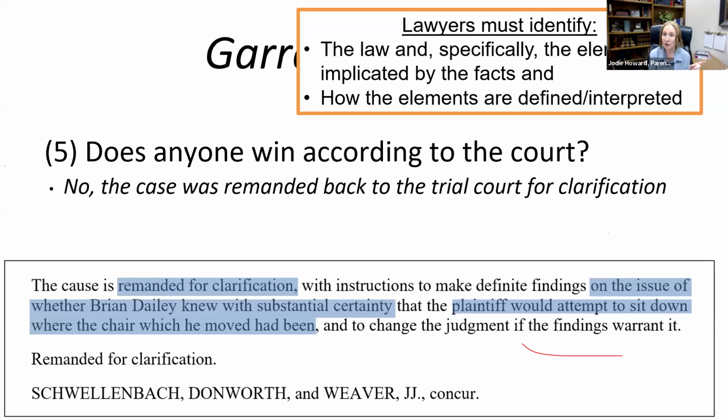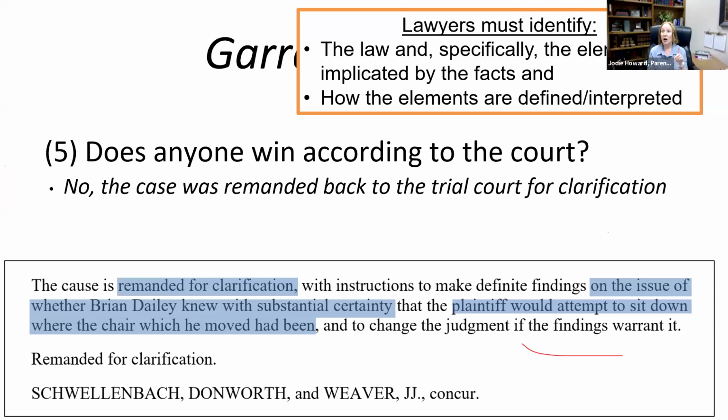Now, think back to what we already know. We know battery, and we know battery requires intent to commit bodily harm on another. Where does this substantial certainty come into play? Apprehension, under apprehension. Okay. And by knowing that if she was to fall, that she would be harmed if the chair wasn't there.